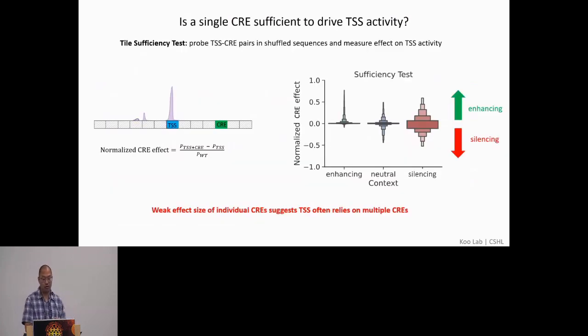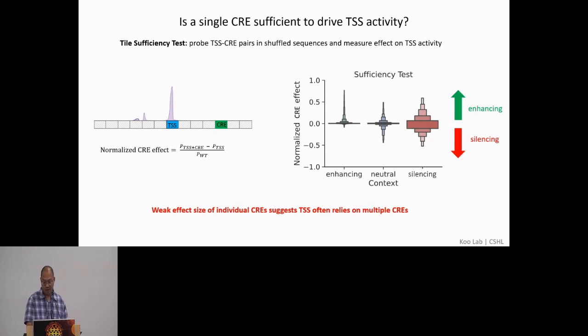So next, we asked whether a single Cree is sufficient to drive TSS activity. So the goal here is to gain a higher resolution view of enhancers and silencers, as opposed to what we were doing previously, just looking at the entire sequence context. So this is just like that context dependence test, except now we're including an additional 5 kb tile, which I'm referring to as a Cree here, in shuffled sequences. And so we measure the Cree effect by using the average predictions when both the TSS and Cree are present versus when just the TSS is present. And we did this for every single tile across every sequence context.